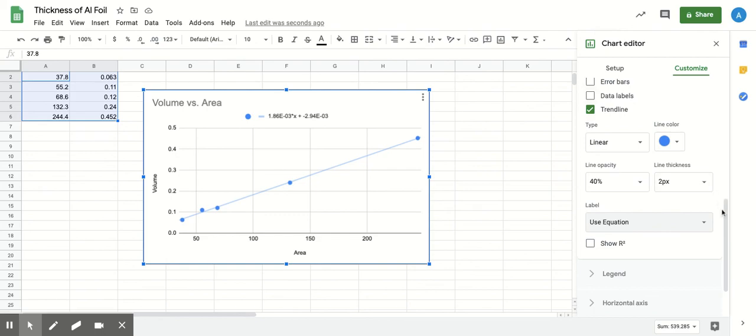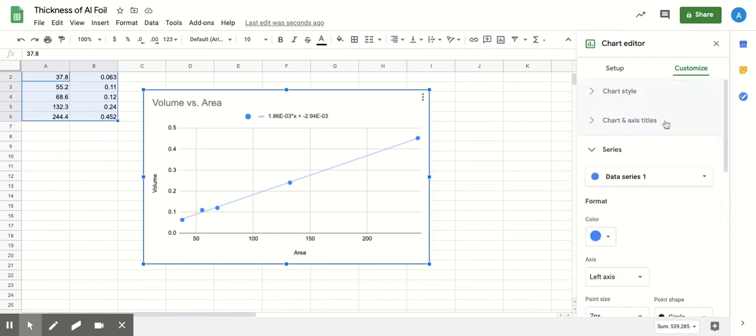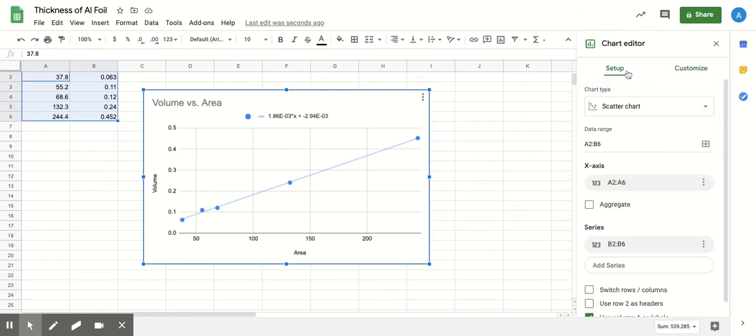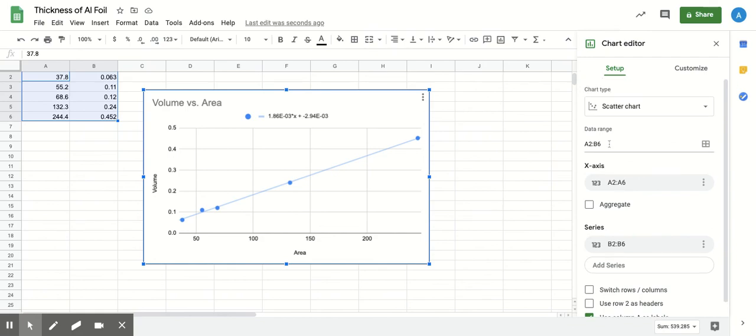What things to think about if it's not coming out like this for you right away, things that you could adjust. If you go into the setup, you can choose what your axes are represented by. You can select the data range. Make sure your x-axis is what you want it to be. So you select the cells that are represented in your x-axis.